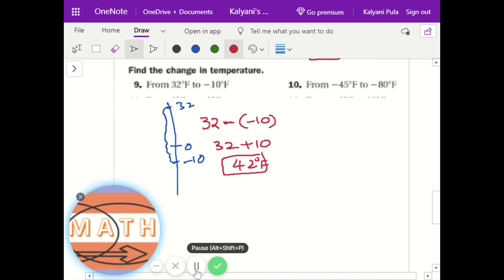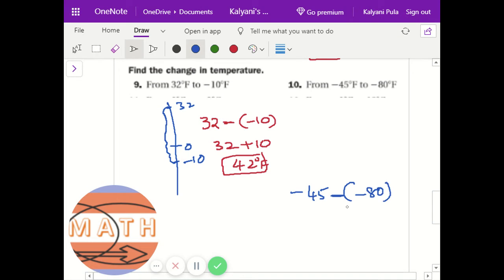Repeat again. How much is that? Excellent. That's very good. When you write this question in terms of the format, you can simply write negative 45 minus negative 80. So that becomes negative 45 plus 80. That gives you 35 degrees Fahrenheit. That makes sense? Good. I like that.